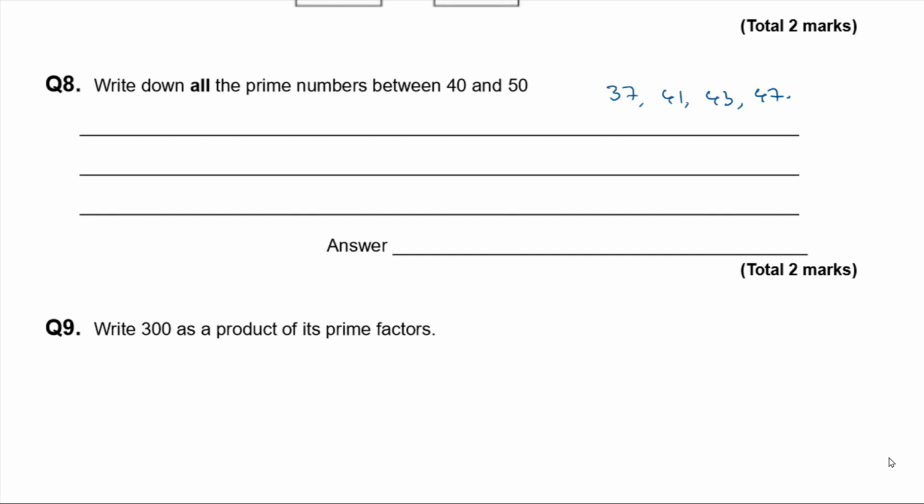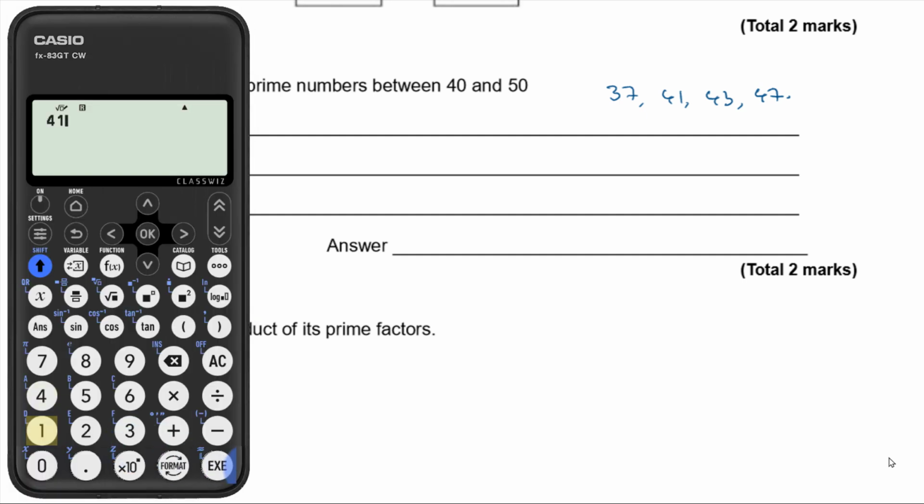It's a calculator paper, this one, isn't it? So if I just want to double check 41 is actually a prime, if I press 41 equals and then shift fact, it's going to tell me 41 again because there's no prime factors of 41 other than 41. Similarly with 43, if I press 43 equals and then shift fact, you can see that's just going to give me 43 back, and 47, and then shift fact, you can see that just gives me 47 back.